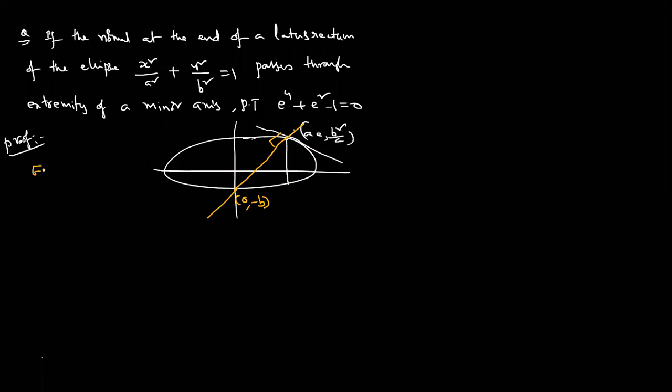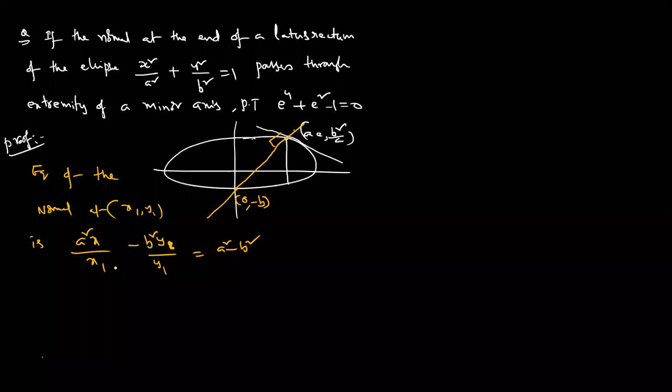First of all, what is the equation of the normal? Anyone? The equation of the normal at x1, y1 is a square x by x1 minus b square y by y1 is equal to a square minus b square. This point is passing through ae comma b square by a. What is the result coming?